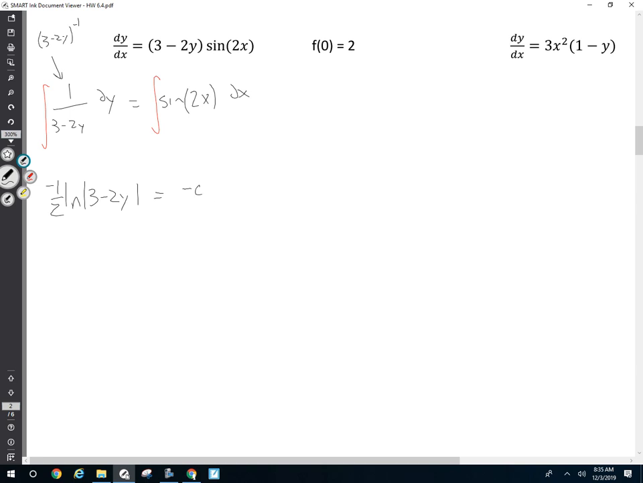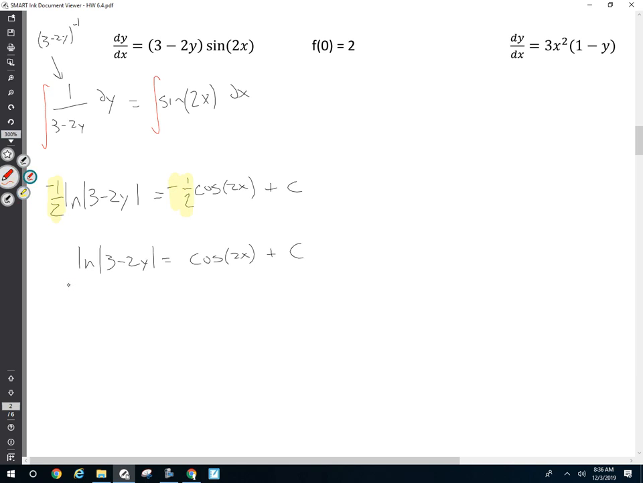The antiderivative of sine 2x will be negative cos 2x, but don't forget, you will need a 1/2 as well, because of the 2. I probably should have changed the numbers here so that it's different, so it doesn't confuse you, but hopefully we're good with that. I think I did it on purpose so that when you multiply both sides by negative 2, you get log absolute 3 minus 2y equals positive cosine 2x plus c. Okay? So if you did it incorrectly and you forgot the negative 1/2, you're not going to get this positive cosine. So please make sure you pay attention to this.